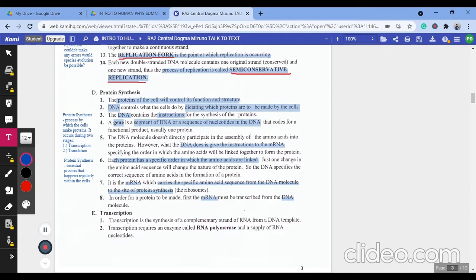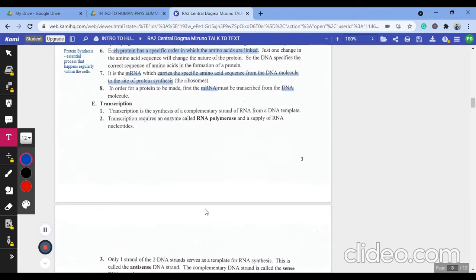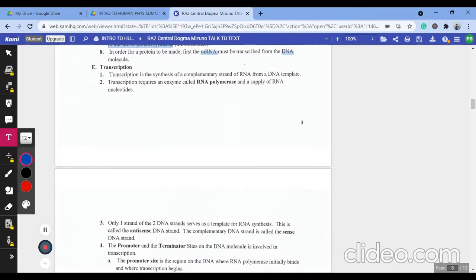So I think it's safe for me to move on because this section was pretty short, and I pretty much understand everything. There's really not anything else needed to be added on. So let's move on to transcription.